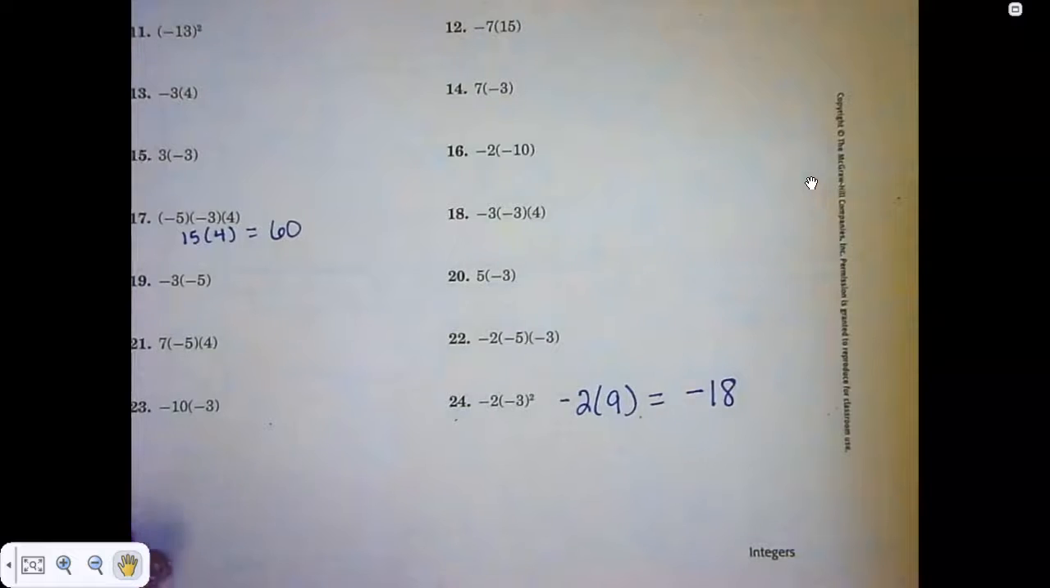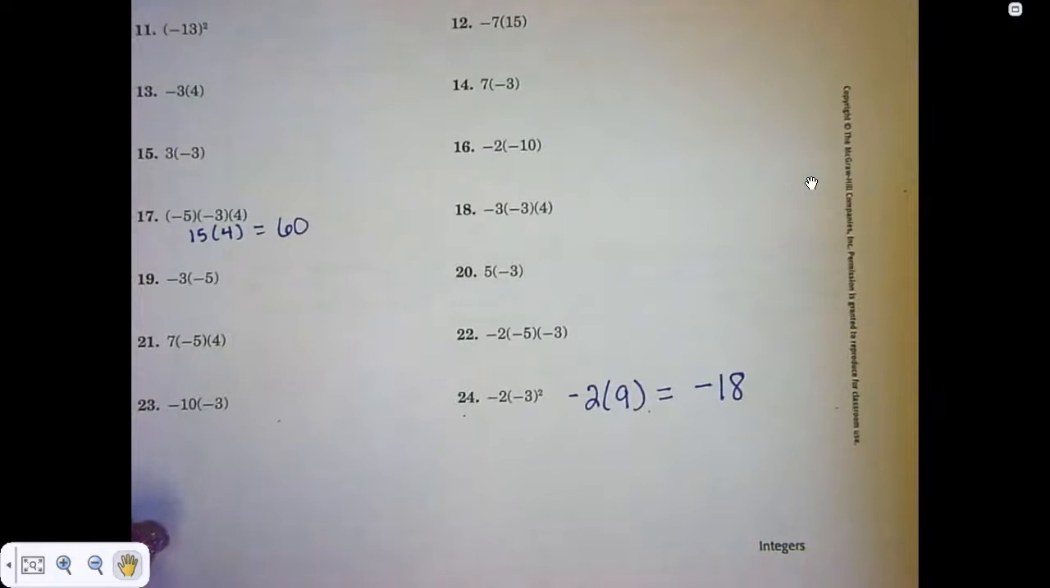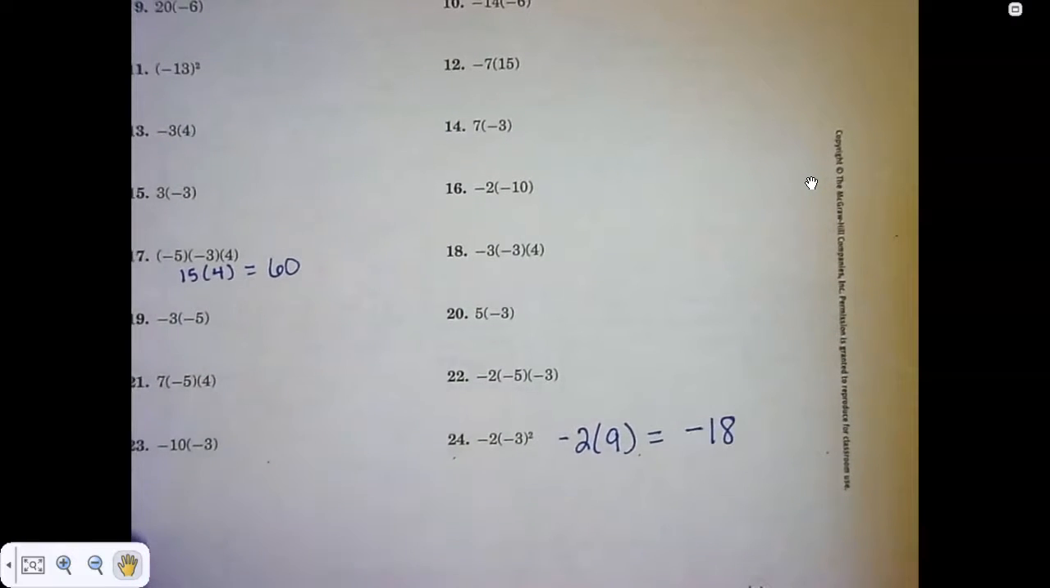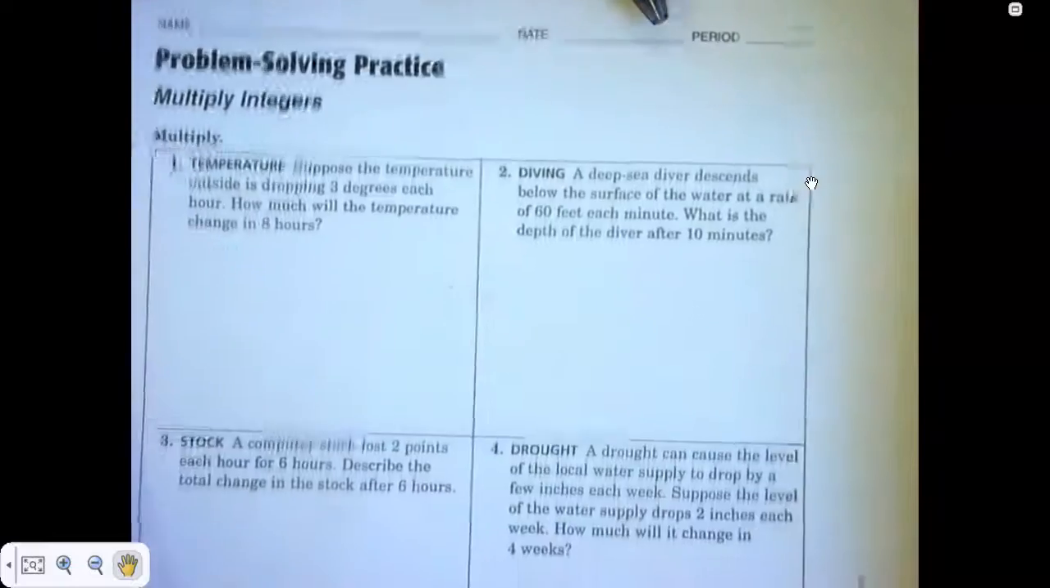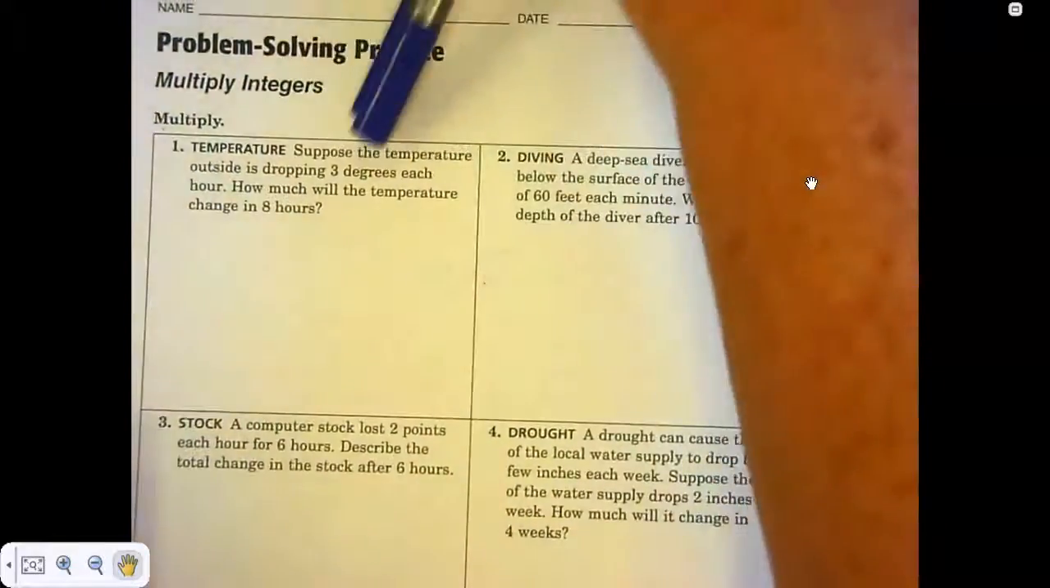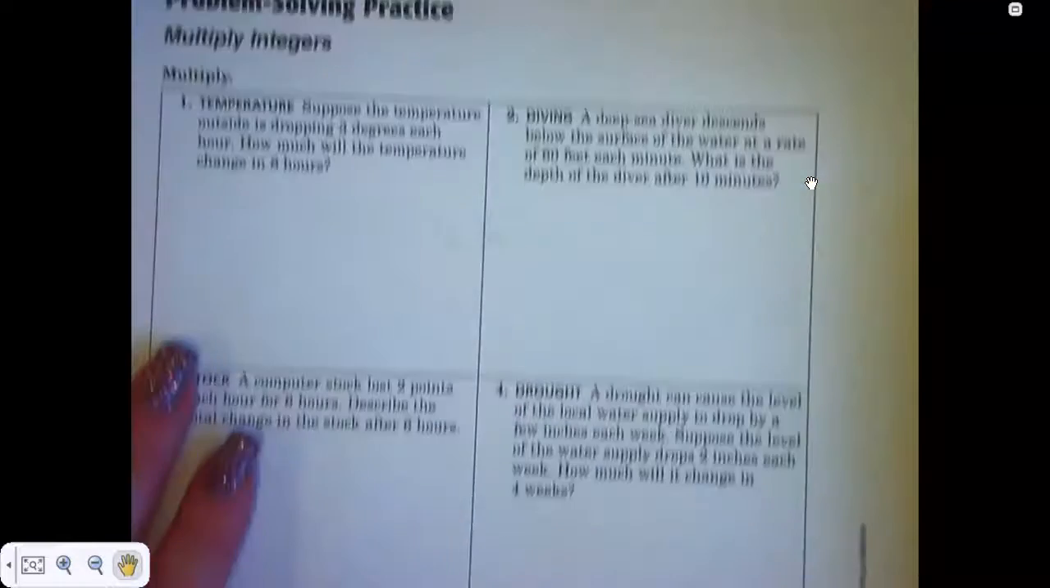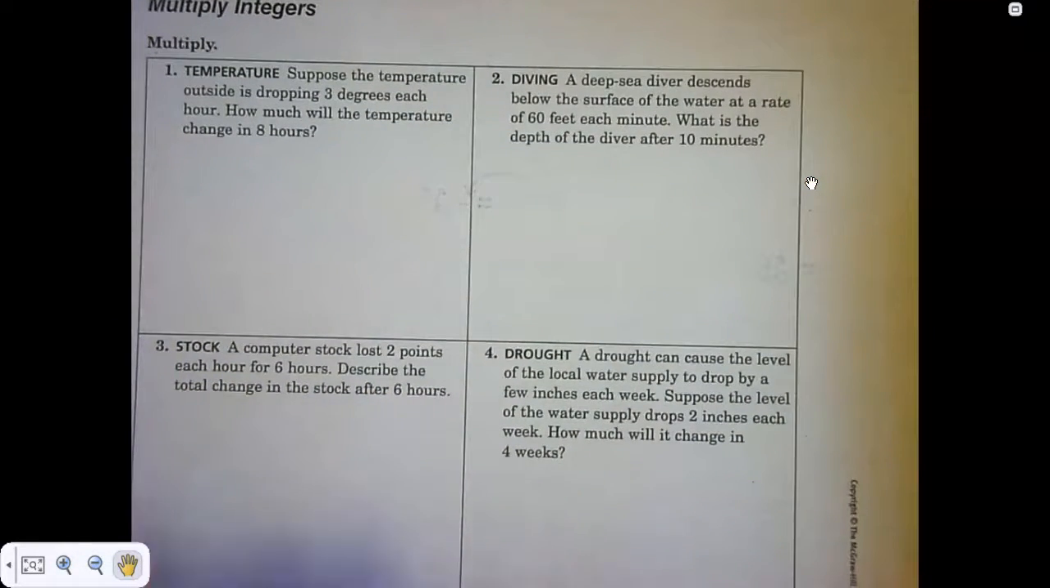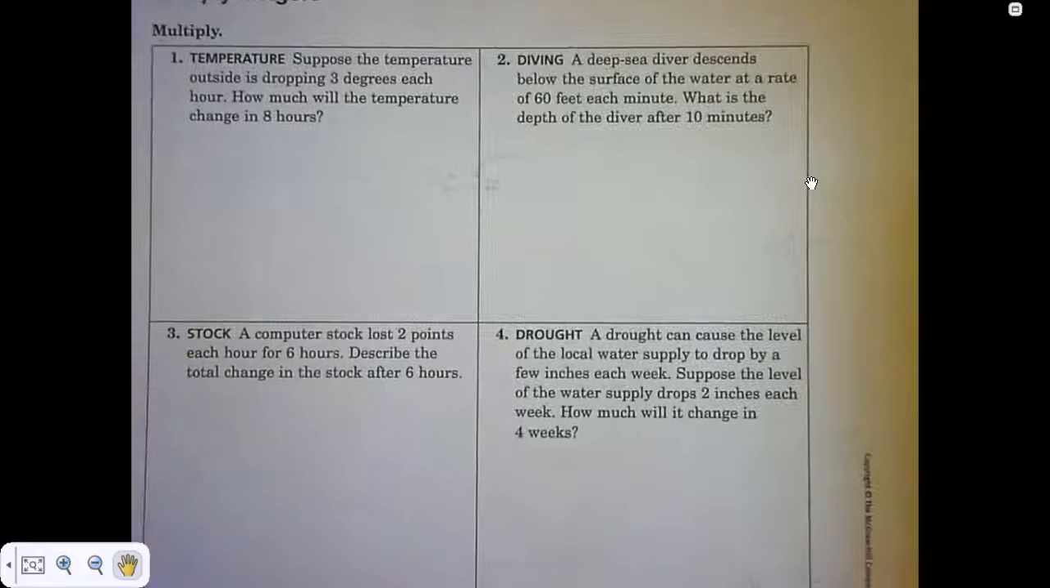Oh, that was super fun. Questions about the front? Let's look at the back. So these are all multiplying integers problems. Let's see if one's more difficult than another.